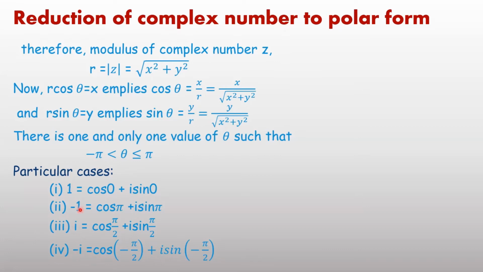Just 4 particular cases I have written. 1 we can write as cos 0 plus i sin 0. Minus 1 we can write as cos pi plus i sin pi. i you can write as cos pi by 2 plus i sin pi by 2. Or minus i write as cos minus pi by 2 plus i sin minus pi by 2. Remember, whatever value of theta you are writing, it should be greater or equal to minus pi and less or equal to pi.